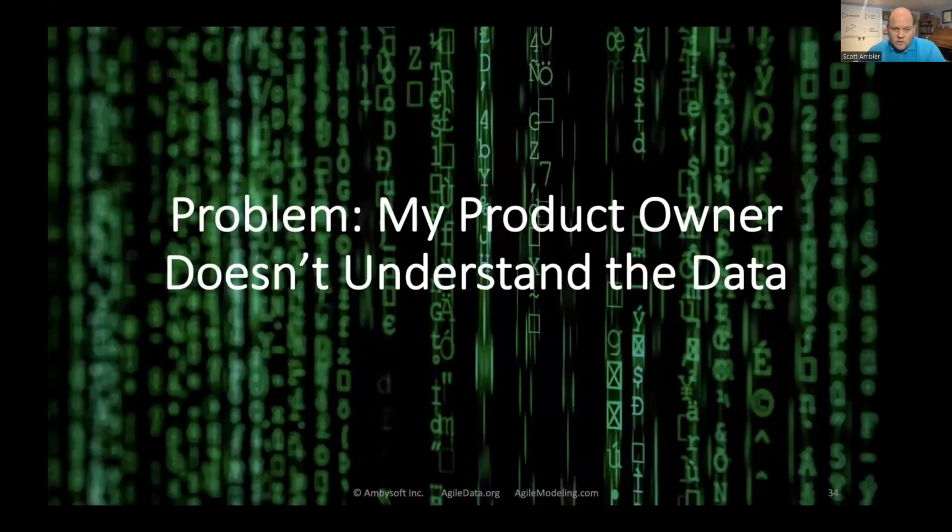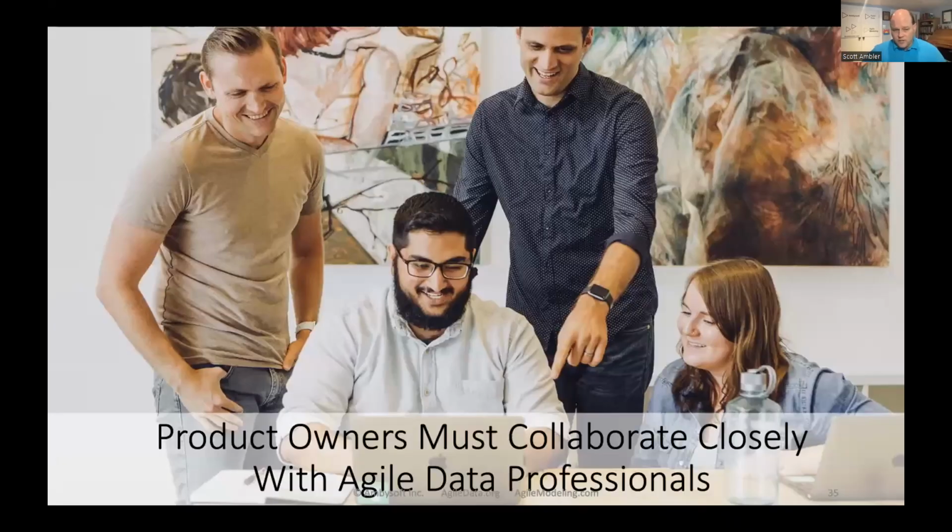So another challenge that we face, and I'm just about to get to questions. My product owner doesn't understand the data. They don't have a data background. They're coming from the business side, or maybe they understand the data for whatever business unit they're coming from, but they don't understand the data across the organization, perhaps, right? So what's the solution? The product owners need to collaborate closely with the Agile data professionals.